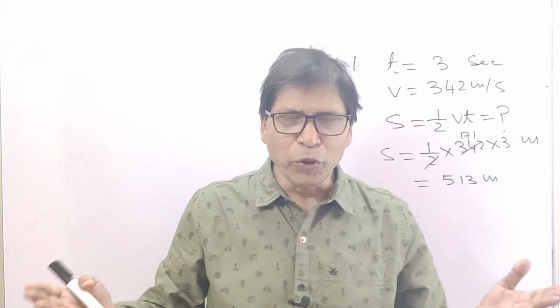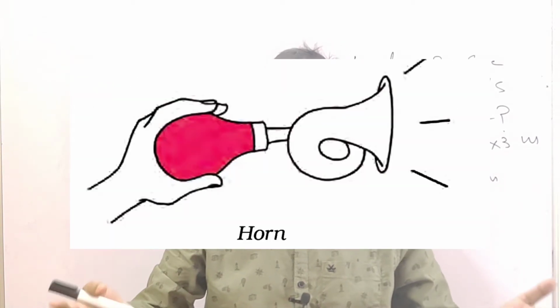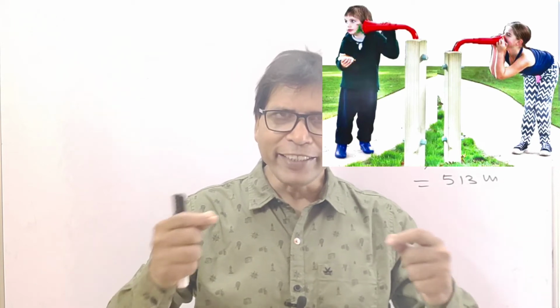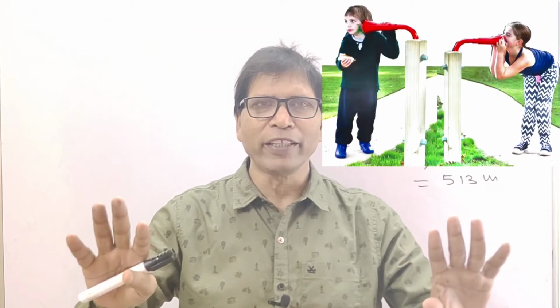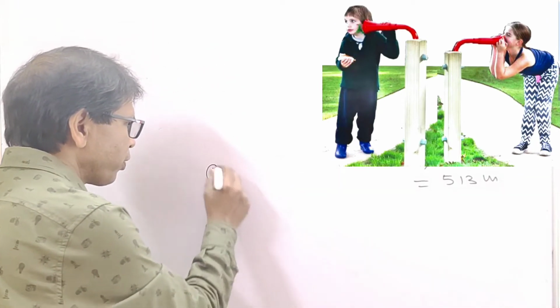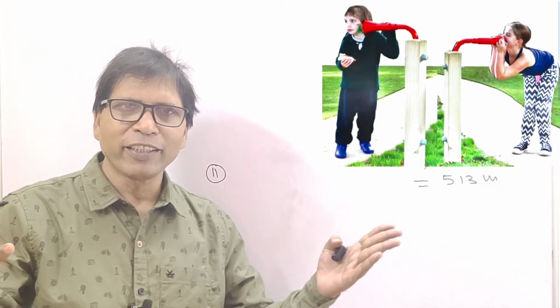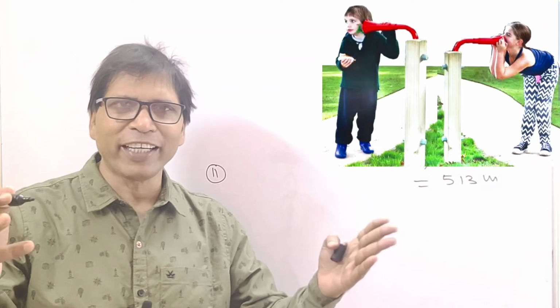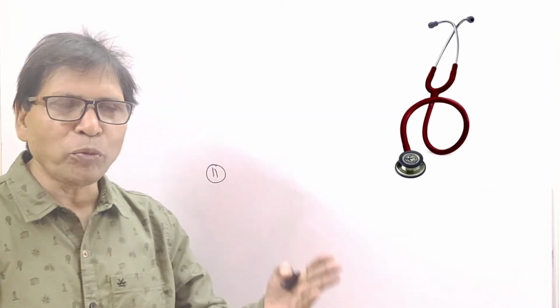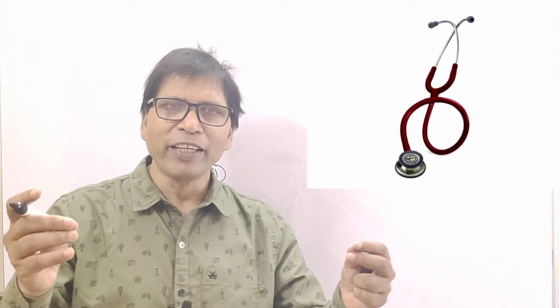Next, the use of multiple reflection. Megaphone, horn and some instruments like shehnai and trumpet send sound waves in a particular direction. This instrument consists of a tube, and in this tube multiple reflection takes place and sound propagates in a given direction. Number 2, the speaking tube. A speaking tube is an instrument which sends sound waves in a particular direction by multiple reflection. Next, the stethoscope. The instrument used by doctors to hear the heartbeat of a person sends sound waves in a particular direction by multiple reflection.